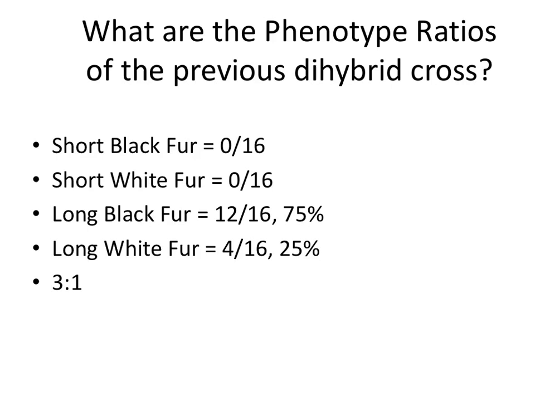And then you look at the other ones versus black and white, and 12 out of the 16 had long black fur, and 4 out of 16 had long white fur. So our phenotype ratios in this case are 3:1.